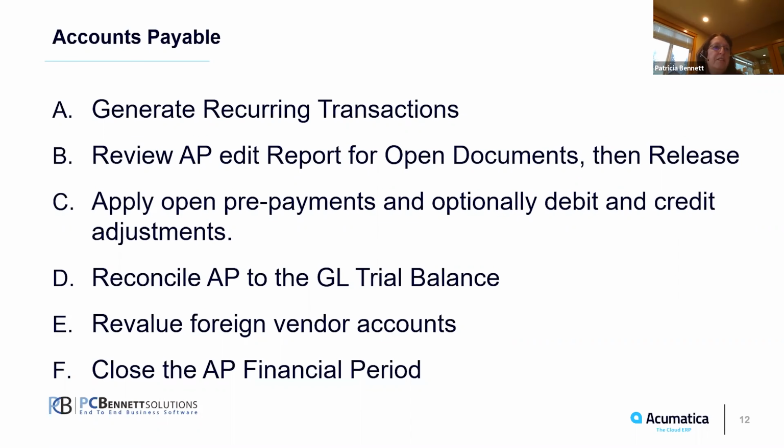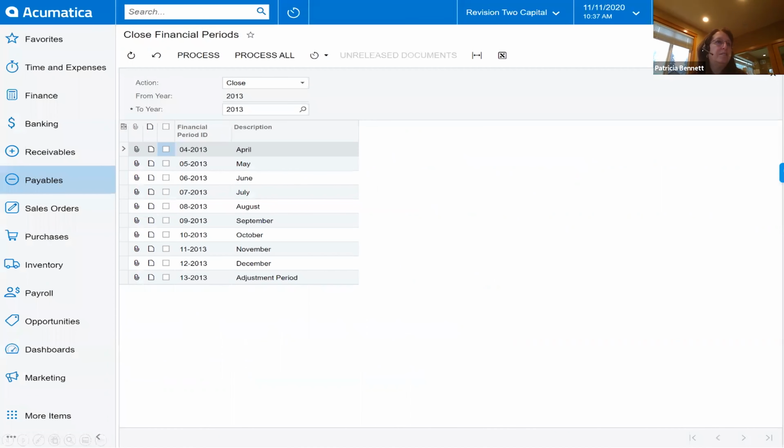Again, reconcile the GL to the trial balance. If you're using multi-currency, then you need to revalue your multi-currency accounts, your vendor accounts. And then you close the AP. Again, it looks exactly the same as AR. In this case, AP is open from April on. This is 2013, so it's just a demo site. And I will go into the system in a little bit and go through some of this.